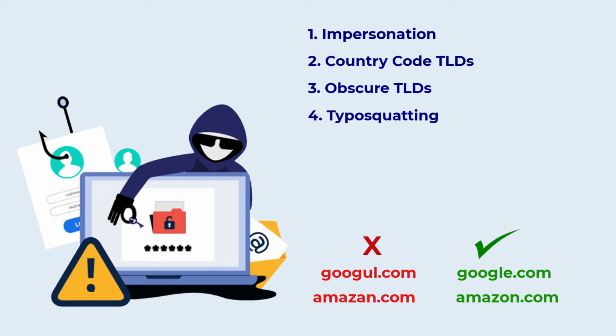Number 4, typo squatting. Scammers register domain names that are slight misspellings or variations of popular websites. They then use these domains to lure users who make typing errors when entering URLs. These domains often employ alternative top-level domains to impersonate well-known sites.